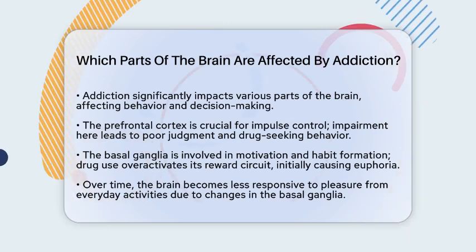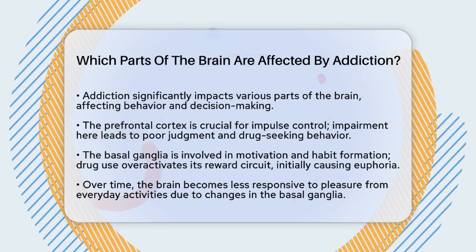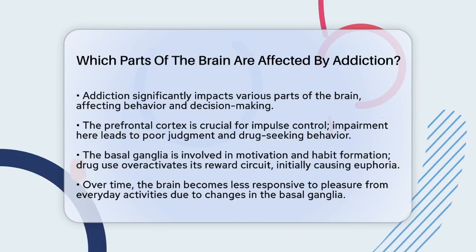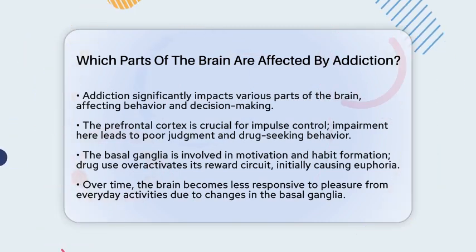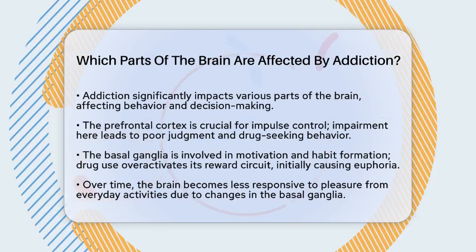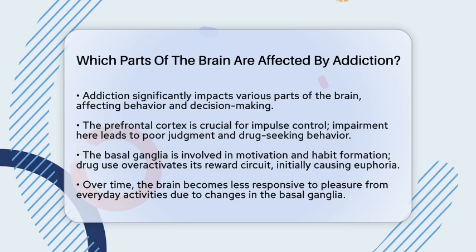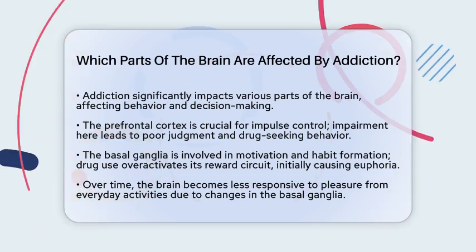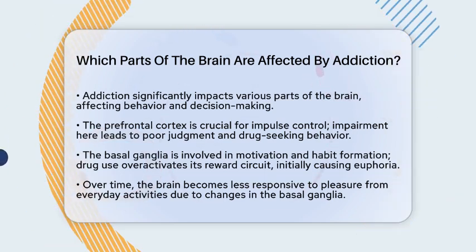First, the prefrontal cortex is vital for decision-making and impulse control. When someone struggles with addiction, this area often becomes impaired. This impairment leads to poor judgment and difficulty resisting drug-seeking behavior.